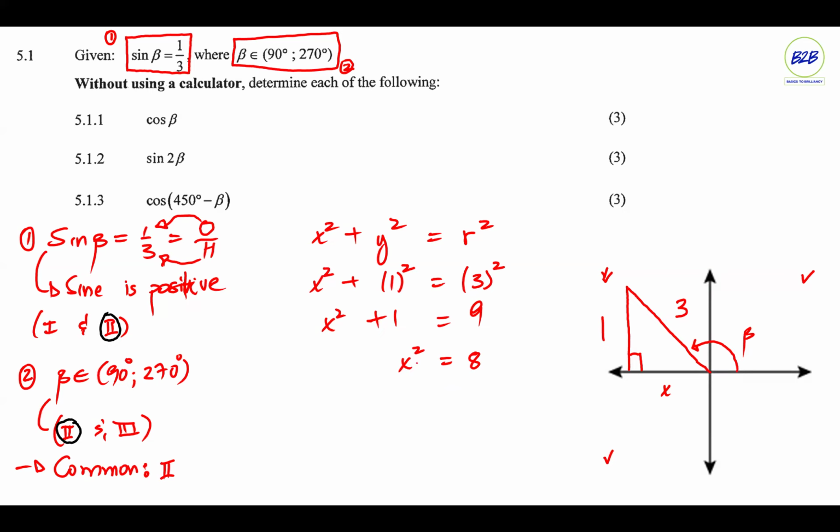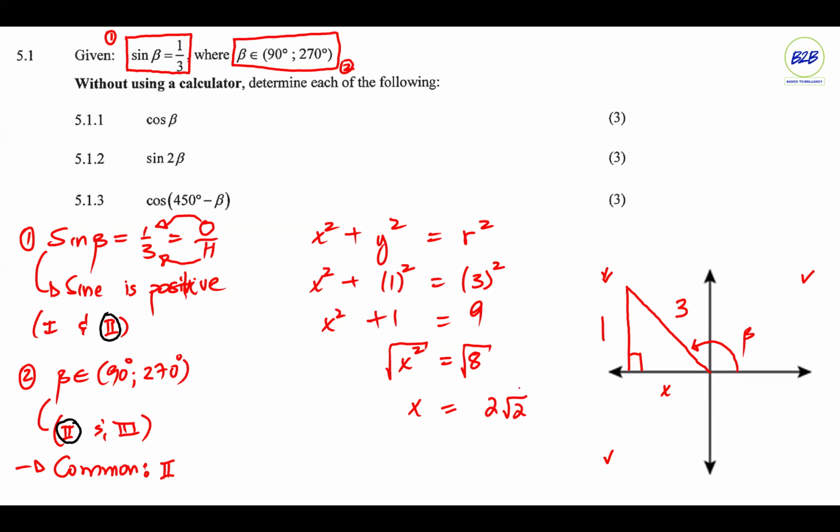We're not solving for x squared, we are solving for x. So we must then take the square root on both sides of the equation. And then when you press your calculator, you will get x is equal to 2 root 2. That is the value from your calculator.